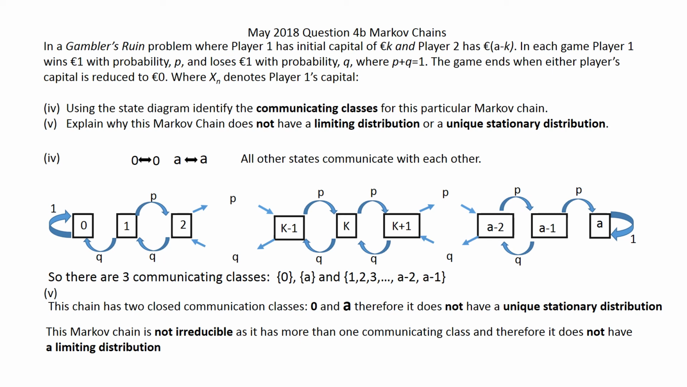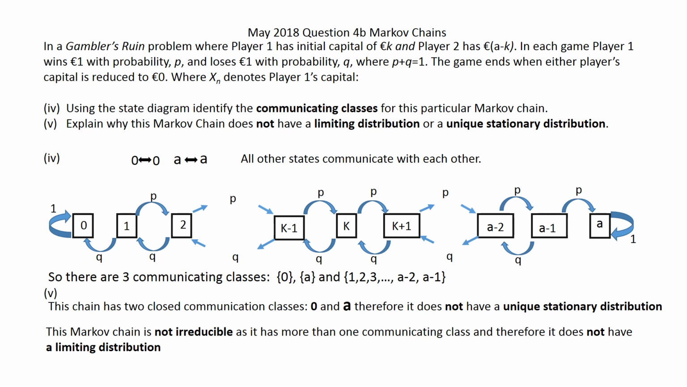But it does not happen for state 0, because once you get into state 0, you're stuck in it. That's why it has a probability of 1. That is a closed communicating class. And it does not happen for state A, because once you're in state A, you've won all the money and you stay there, and that is a closed communicating class. So in this question, there are 3 communicating classes: 0 on its own, A on its own, and then all the other states from 1 up to A minus 1 communicate with each other.